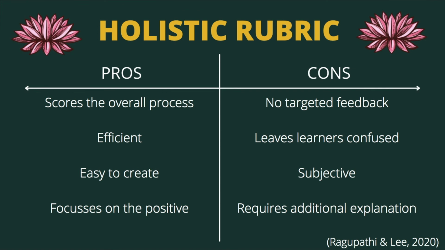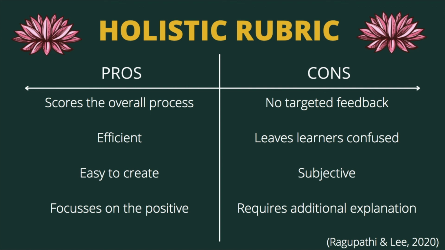The holistic rubric has some pros, which are that it scores the overall process, which might be handy for certain assessments. The holistic rubric is efficient and easy to create. And finally, the holistic rubric focuses on the positive, which might help boost student confidence in the early days of the course.